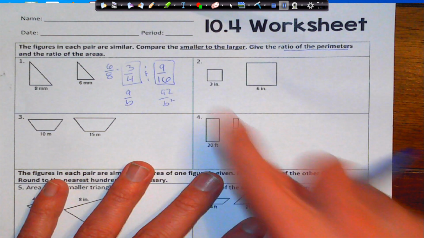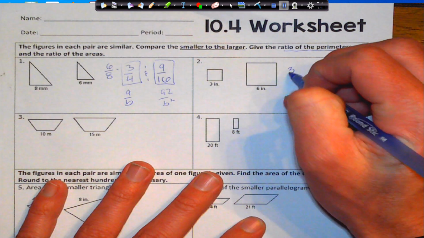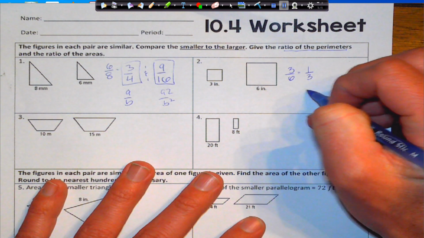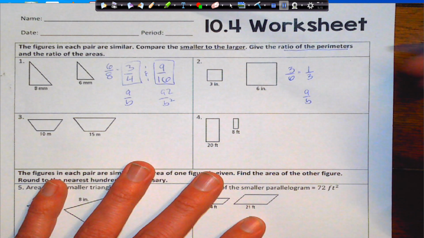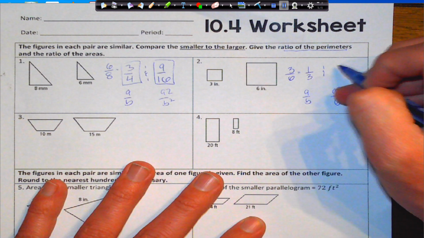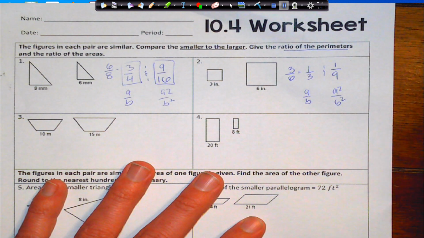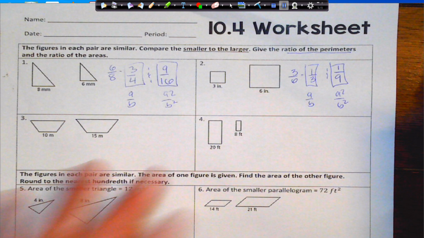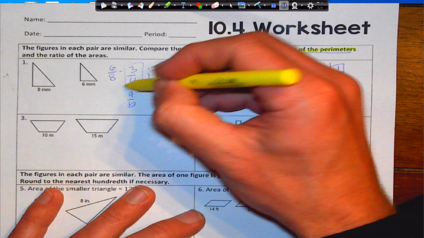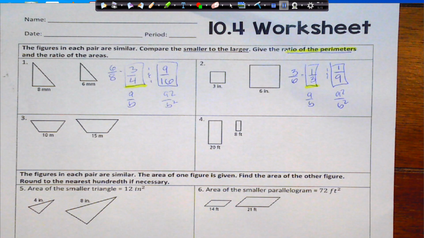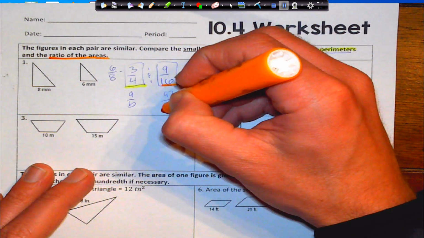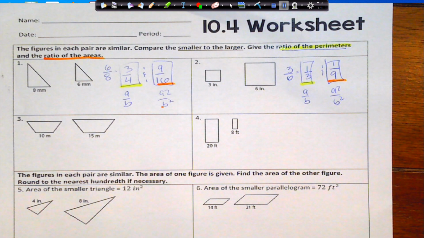Next one, we have 3 to 6, so we put small over large. We reduce that to become 1 over 2. That's my a to b, so that's my perimeter. And we're going to square that to get the ratio of the areas, which is 1 over 4. Just for reference, the perimeter is going to be the yellow, a to b, and the ratio of the areas I'm going to put in orange, which is going to be this piece right here, a squared to b squared.